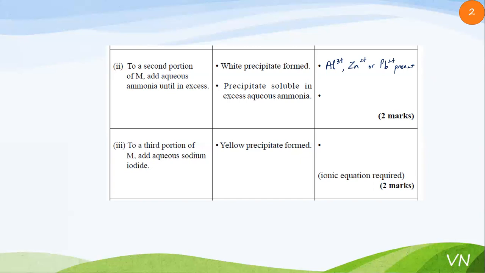So the question continues that an observation is made where the precipitate is soluble in excess. So if it is soluble in excess, then we can eliminate the aluminum 3+ and lead 2+ and conclude that we have zinc 2+ present.